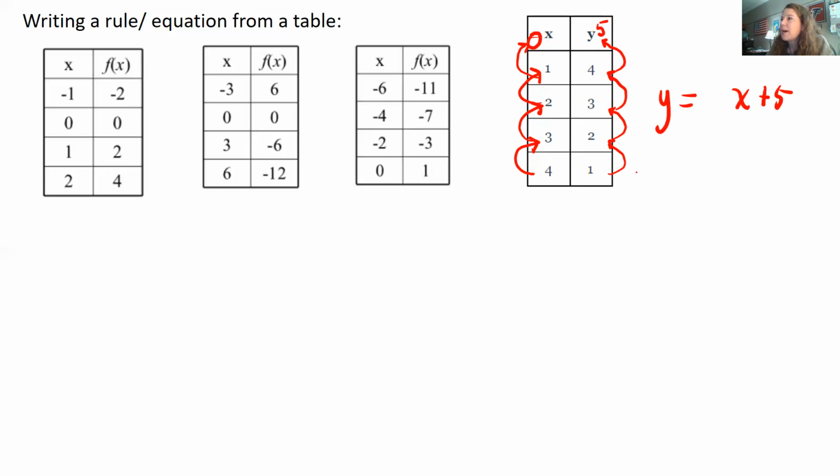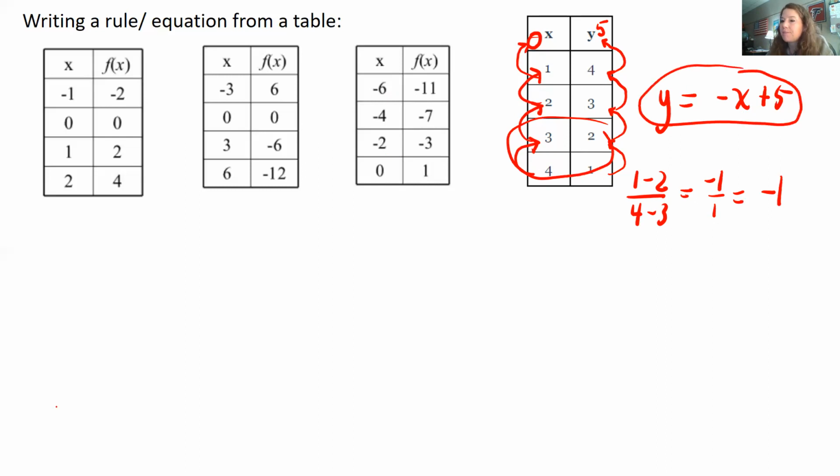And now I can do my y2 minus y1 over my x2 minus x1. So 1 minus 2 is -1. 4 minus 3 is +1. -1 divided by 1 is -1. So -1x. -1 times x is -x. So that's my equation. So we're going to check our answers.